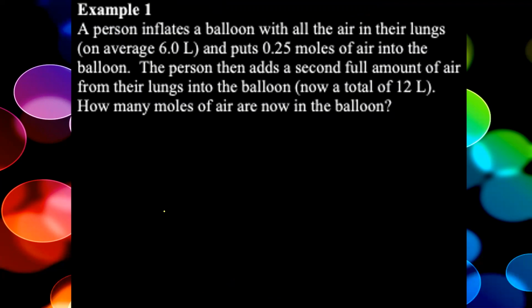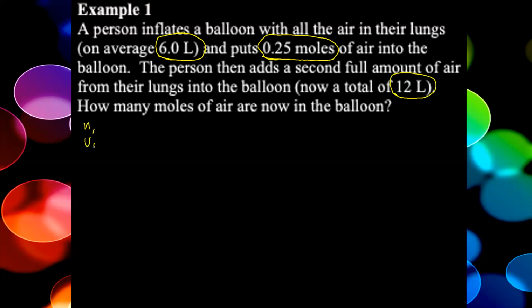Okay, so on the back of your paper, we've got 4 examples we're going to go through, and then we'll get into Canvas and do some practice there. I'm going to do the same thing I did last time, and as I read, I'm going to circle my numbers with their labels. So that's going to help me know what is what. A person inflates a balloon with all the air in their lungs, which on average is 6 liters, and they end up putting 0.25 moles of air into the balloon. The person then adds a second full amount of air from their lungs into the balloon. So now there's a total of 12 liters in the balloon. How many moles of air is now in the balloon?